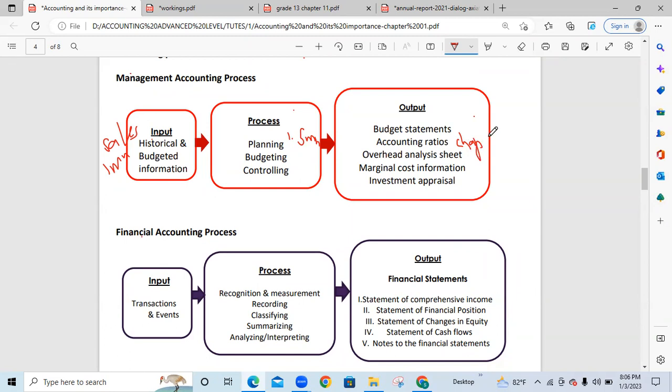For example, accounting ratio is chapter 13. Overhead analysis is chapter 14. Marginal costing, chapter 15. Investment appraisal, chapter 16. So you understand, you just need to know the terms. You will study this in the future, in grade 13, in detail. How to prepare them, you will study one by one.